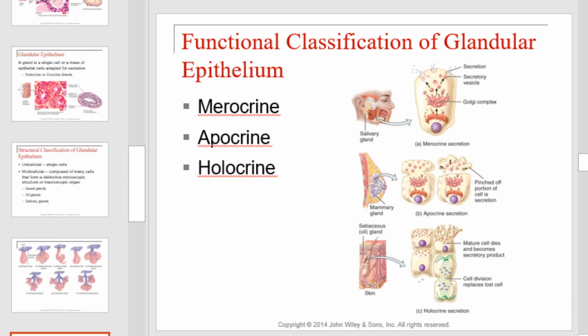Glandular epithelium may also be classified functionally. There are three types of functional classifications: merocrine, apocrine, and holocrine. The differences and similarities between each are illustrated on this slide. You may also note a location for each. Be sure to take some time and explore the differences and similarities between the three different types of glands.